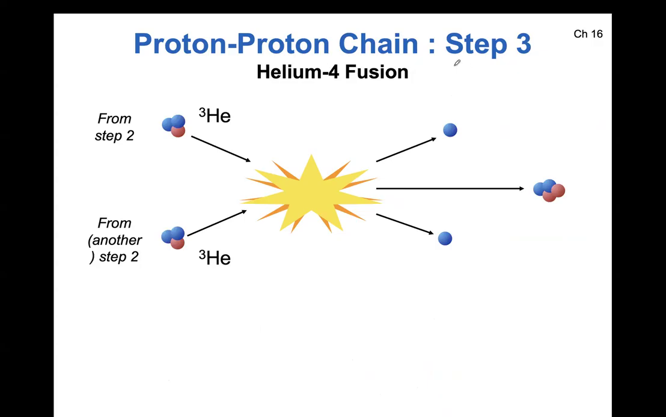And the last step of the fusion that occurs in our sun is actually called helium-4 fusion, and it's the production of helium-4. So what happens is you have the product of step two, the helium isotope.